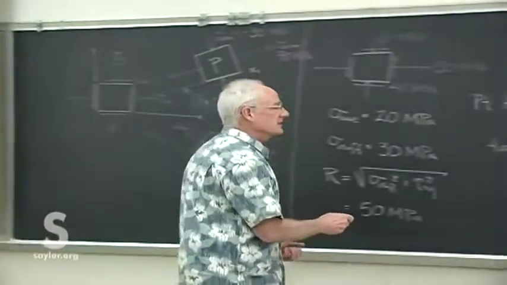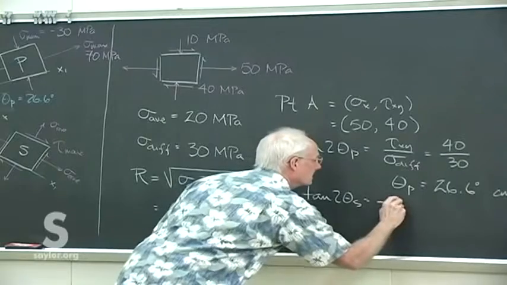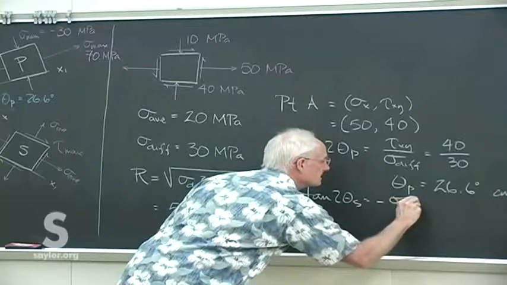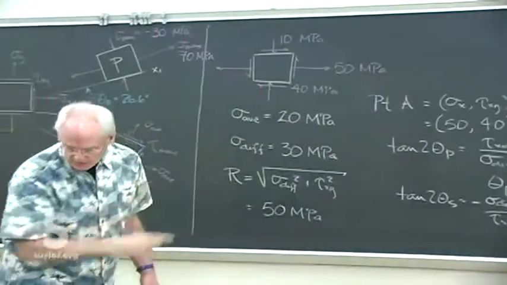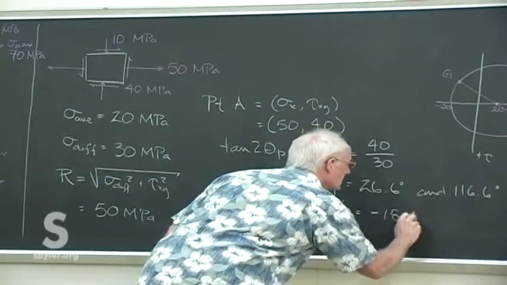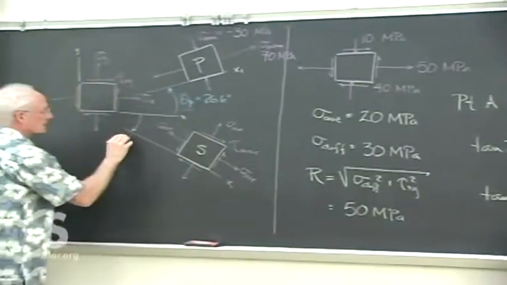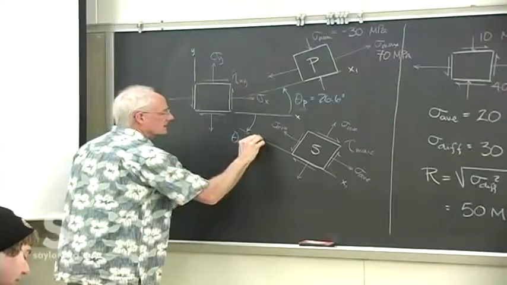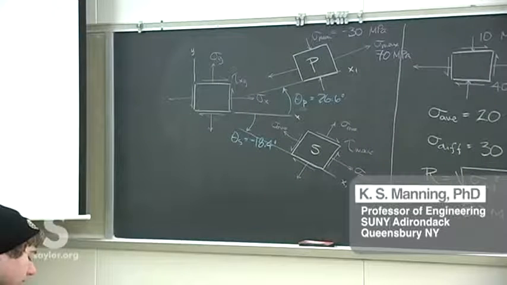And the other principal direction, tangent of theta s, is minus sigma diff over tau xy, which is 45 degrees off of this anyway, minus 18.4 degrees. So we know that this is theta s, minus, the minus indicates the clockwise direction below the x-axis.